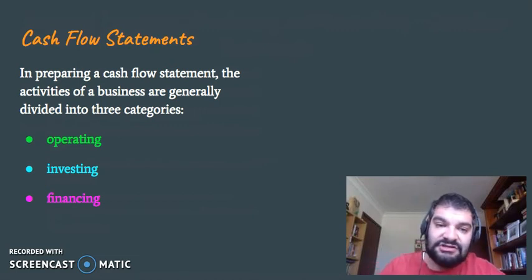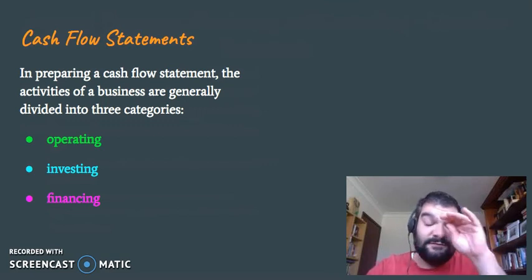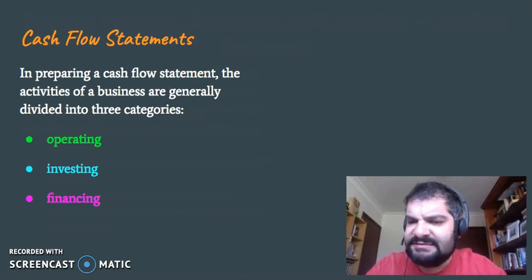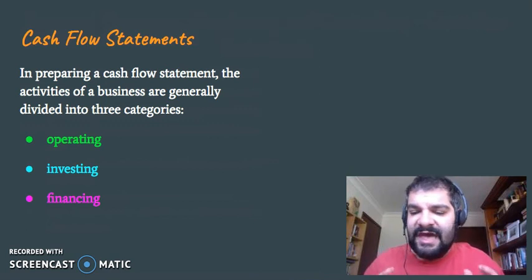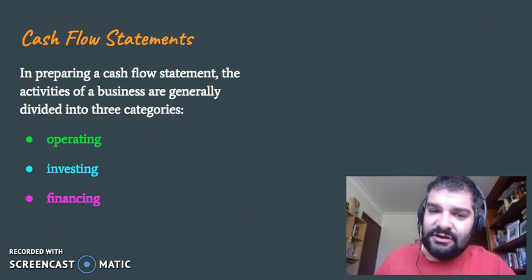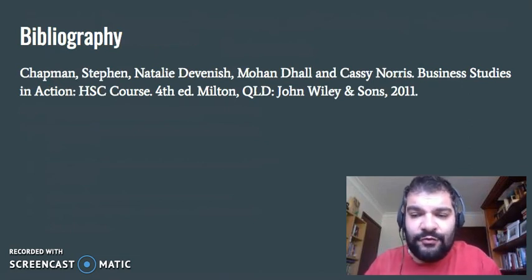So essentially what cash flow statements show, even though there's a lot of categories that seem a bit confusing, in a nutshell, is really what is coming in and what is going out of the business. So I hope this brief video has been informative for you.